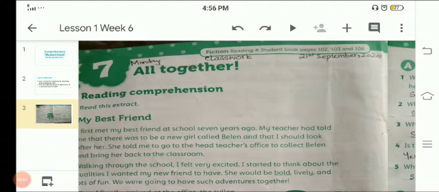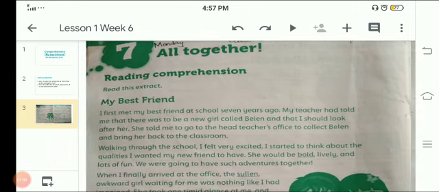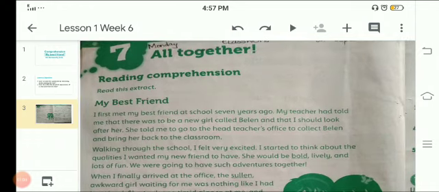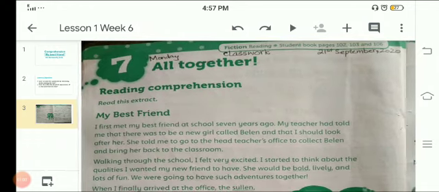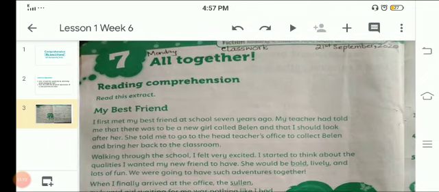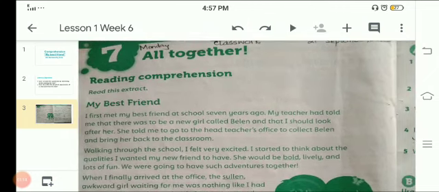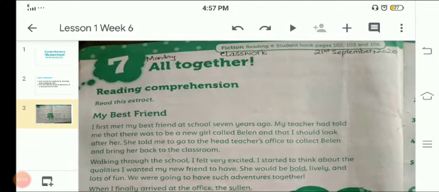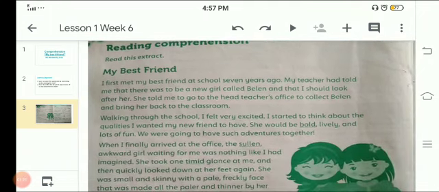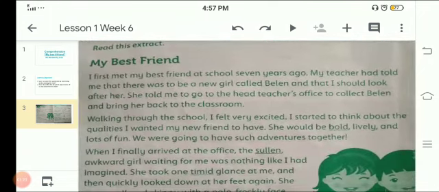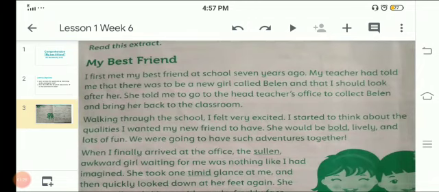Fine. So please write down classwork, date and day on the page, and then hold your pencils in your hand, and while reading you are going to underline the difficult words and you will write down the meanings of the words, which I will tell you. Okay, fine. Students, we will start the reading now, so be attentive. All together. Reading comprehension, read this extract, My Best Friend. Okay, I'll zoom it so you can see it clearly.